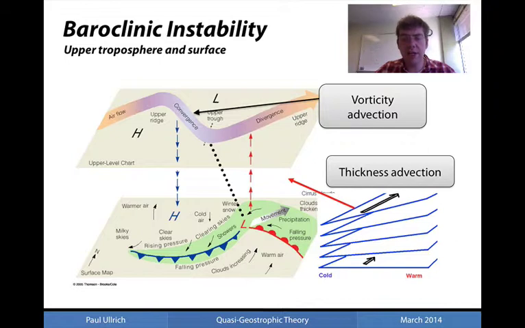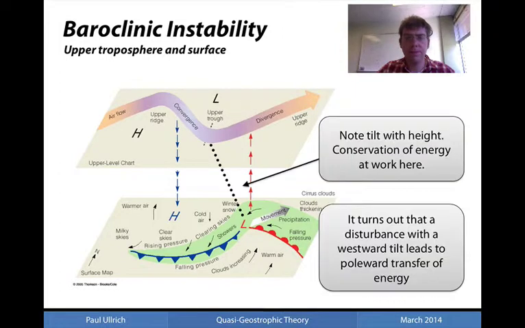We also have thickness advection, which is going to be located to the east of the surface low, and that is going to be responsible for intensification of the ridge, whereas thickness advection to the west of the low, that is cold air advection, will be associated with deepening of the trough to the west of the system. Hence, we get that the baroclinic instability, which has this characteristic wave-like pattern to it, will tend to intensify and the magnitude of the wave will increase.